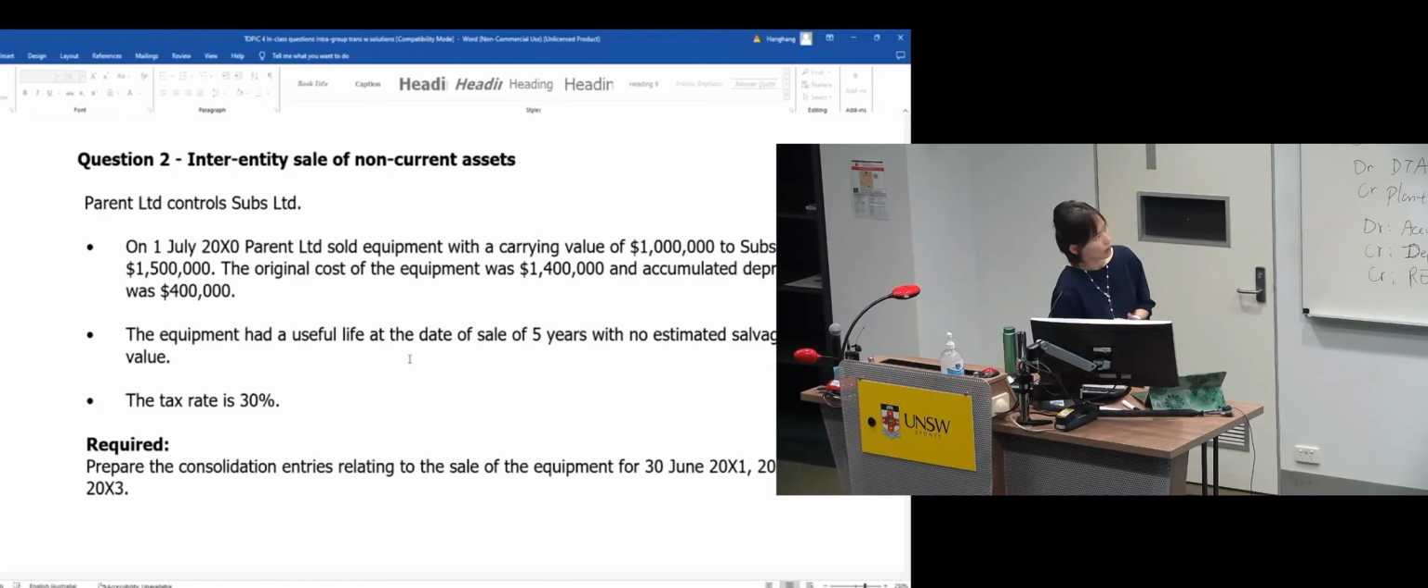It's on 1st July year X0, which is the beginning of year X1. So if you are in year X1, it is related to a current year transaction. The parent company sold equipment with a carrying value of 1 million to the subsidiary for 1.5 million. The intergroup selling price is 1.5 million. The carrying amount of the item sold is 1 million, which means the parent company can recognize a 500,000 gain on sale, right?